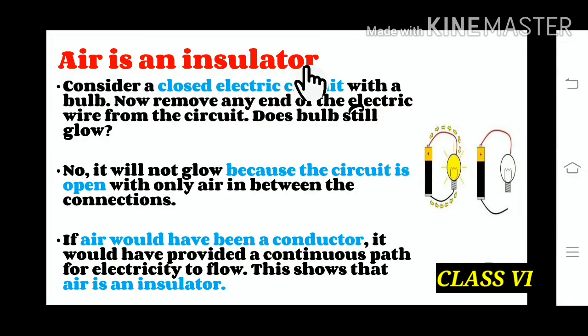Air is an insulator. Consider a closed electric circuit with a bulb. So in this picture we can see that there is a closed circuit. Now we have to remove an electric wire from the circuit. So does the bulb glow? No, it will not glow because the circuit is open and there is only air between the connections. If air would have been a conductor, it would have provided a continuous path for the electricity to flow. So this shows that air is an insulator because the current is not flowing to the bulb.